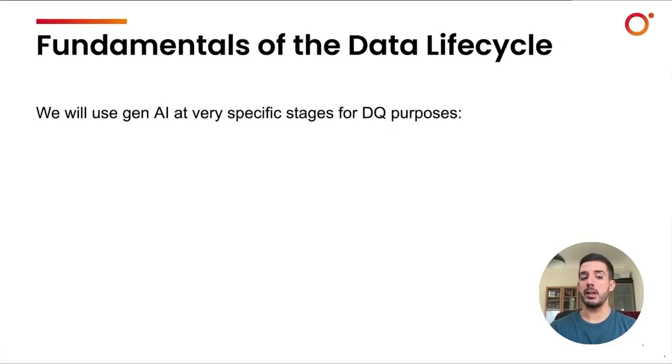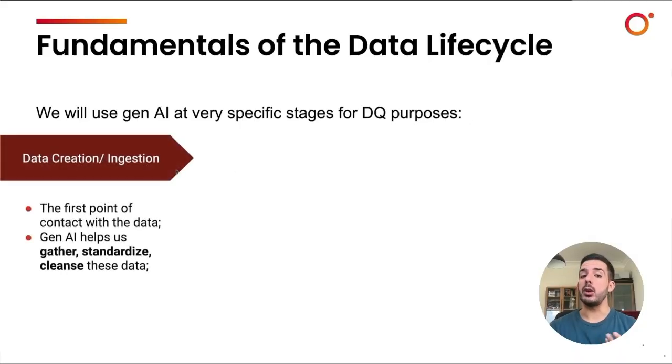To increase data quality, we are going to use text generative AI at very specific stages of this lifecycle. For example, at the data creation or ingestion stage, which is the first point of contact with the data, we may do things such as gathering, standardizing, or cleansing the data, right? Generative AI can help summarize, can help detect schemas, can help even remove errors or correct errors, and so on. So we acquire the data in a better manner, if you will. The data are going to have higher quality to begin with because generative AI is used for that purpose.